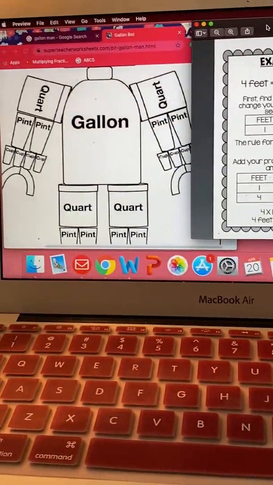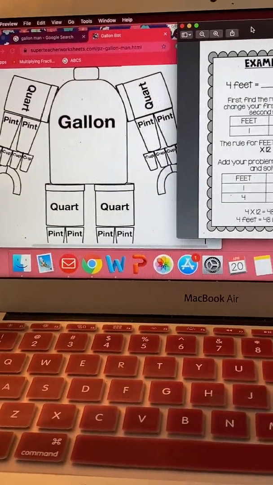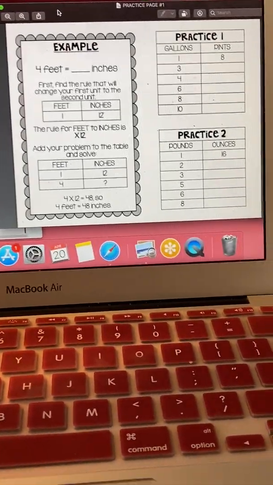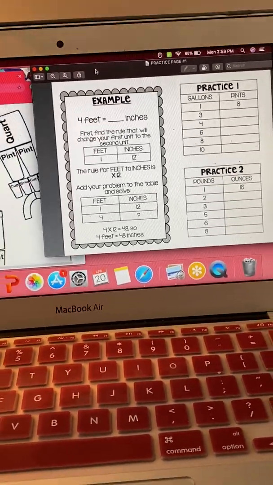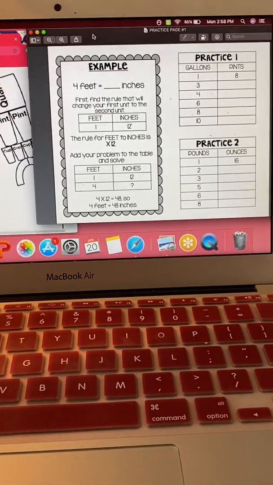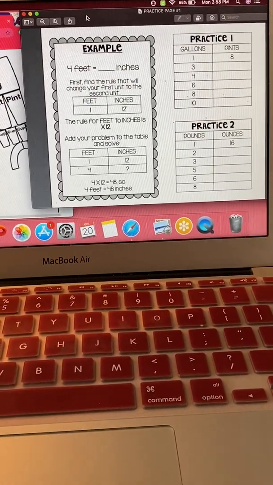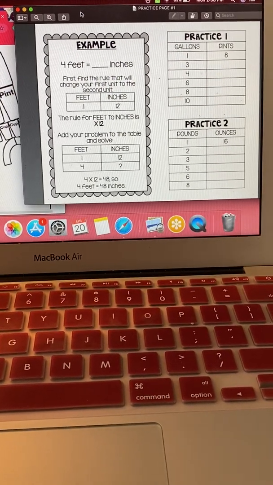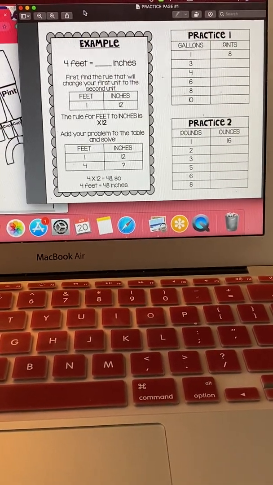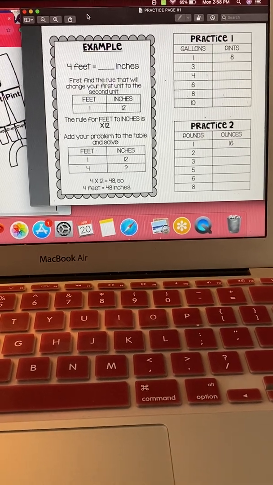You are allowed to use your Gallon Man that is provided for you, and you can use the helpful hints that I sent as well. So this should be an easy review. The other practice page and assessment might be a little tougher, but you can check out the videos for those answers as well. So any questions, send me an email.